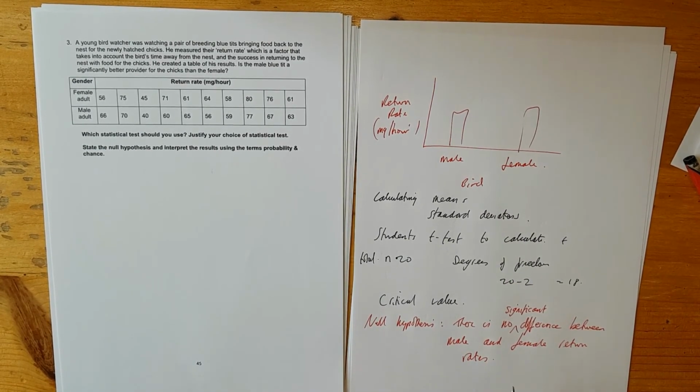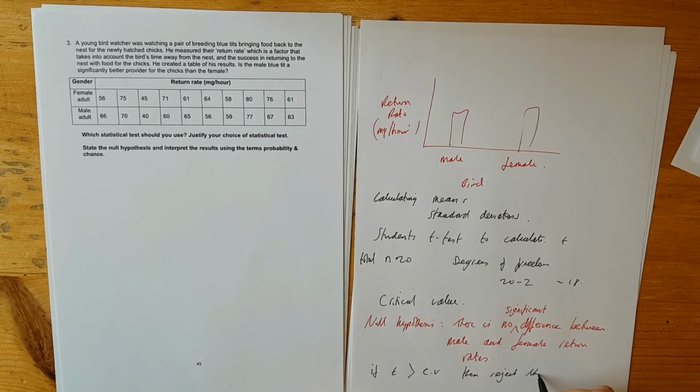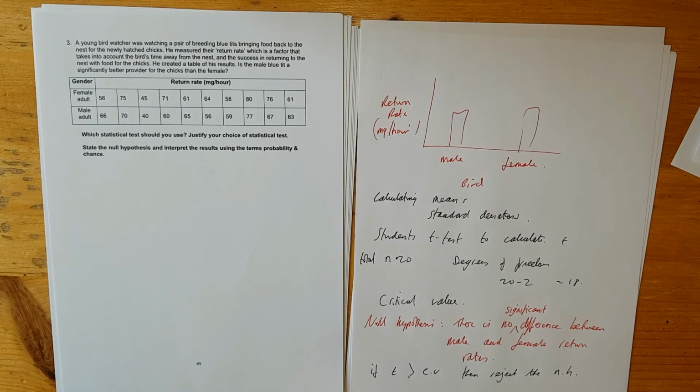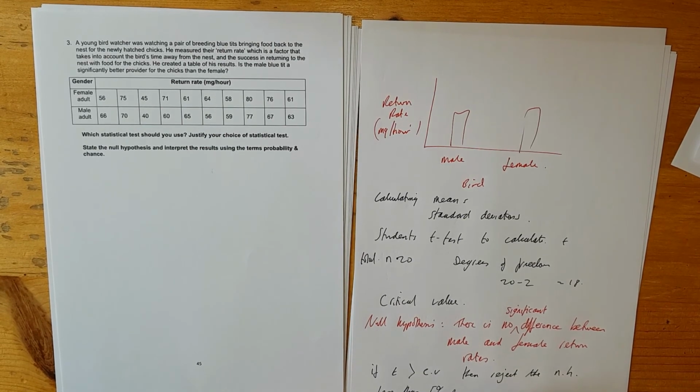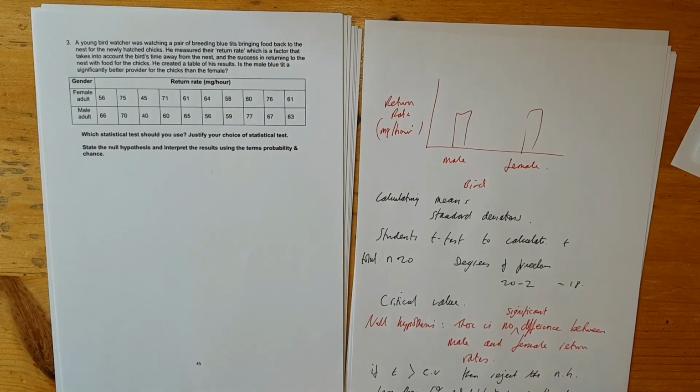And you'd be doing it if t is bigger than your critical value, then reject the null hypothesis, and in that case there will be less than 5% probability that the differences are due to chance.